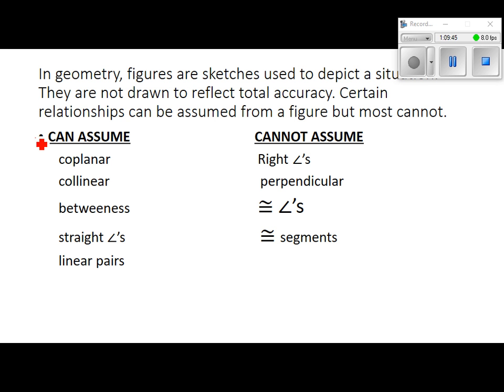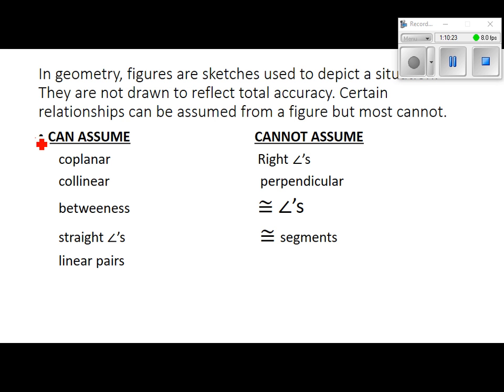They're not going to give you this piece of paper and have a point right here and say, oh no, the point was just above the plane. It wasn't really on it. They're not going to do that. If it looks like it's on the plane, then it's on the plane. If things are collinear, then we can assume that. If Ethan looks like he's between Michael and Luke, we can assume that. Straight angles, we talked about that. You can assume if something looks like a straight angle, then it is.